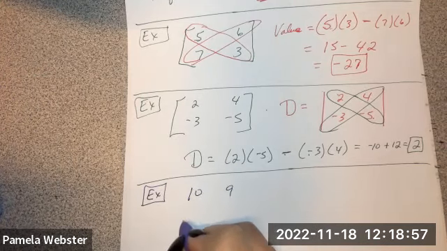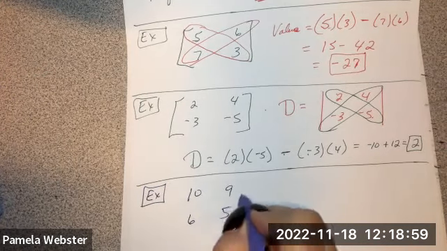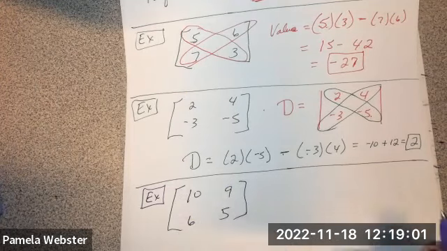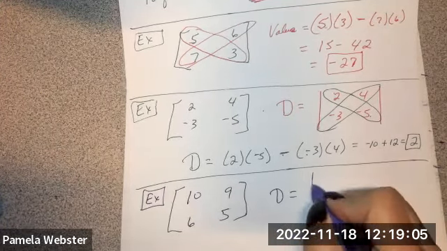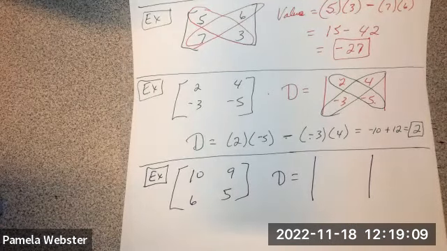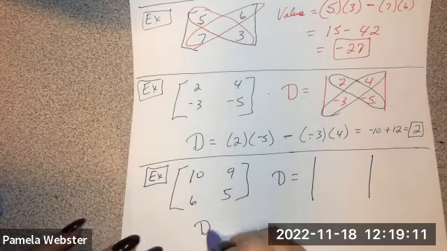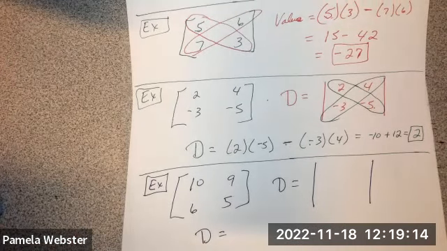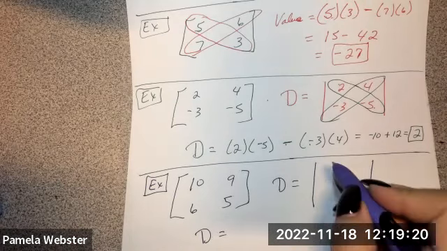10, 9, 6, 5. That's your matrix. So first, make your determinant. D equals, put in the vertical lines, make your determinant, and then see if you can find a value. If you need to, pause the video for a second so you can do that work on your own.